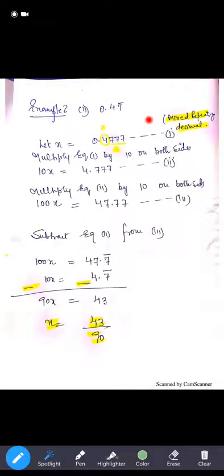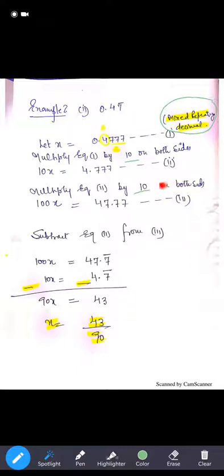0.47 bar. Now which type of decimal is it, pure or mixed? It is mixed, because here 4 is non-repeating and 7 is repeating. So it is a mixed repeating decimal. So we have to multiply 2 times. First we transfer the decimal from left to right for the non-repeating digit, and the second time for the repeating digits. Here the non-repeating digit is only one, so we multiply equation 1 by 10 on both sides. So we get 10x is equal to 4.77 and so on.